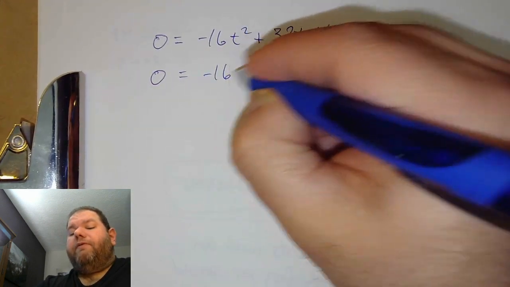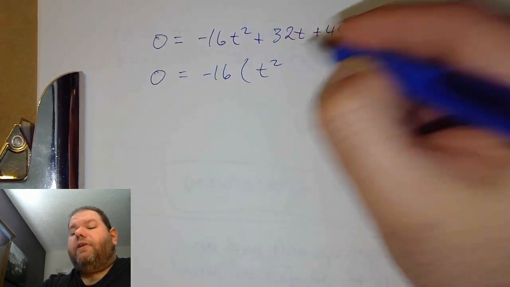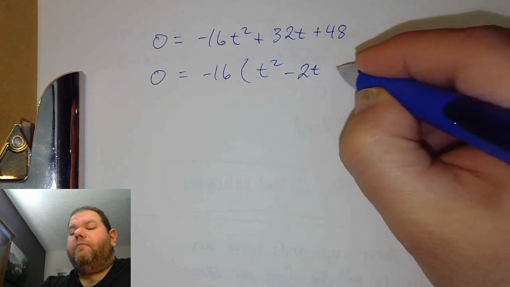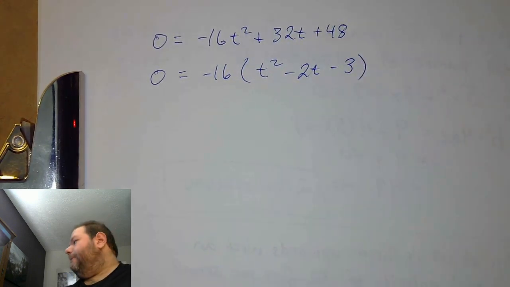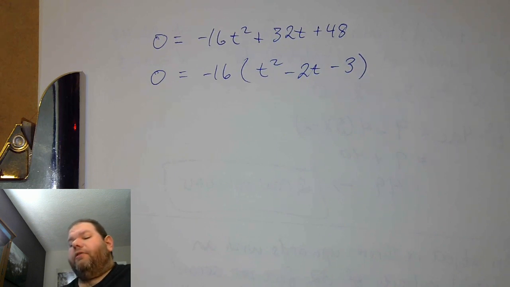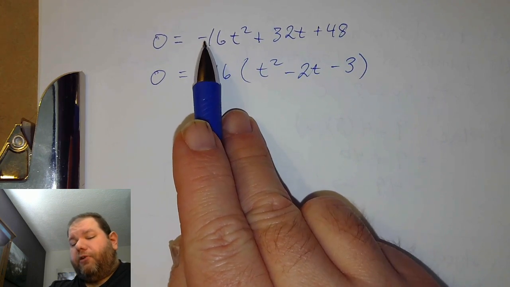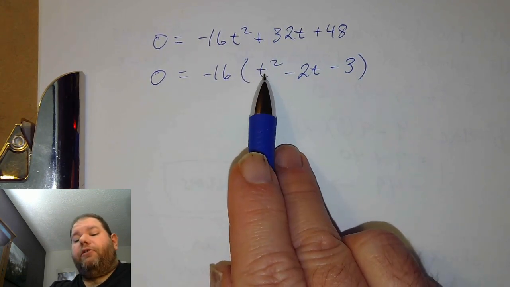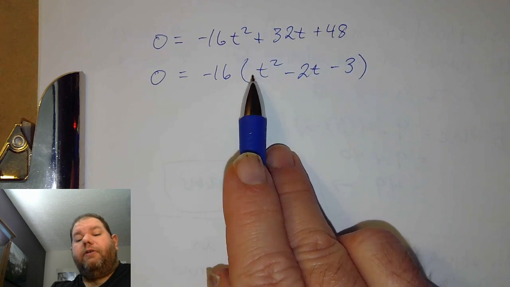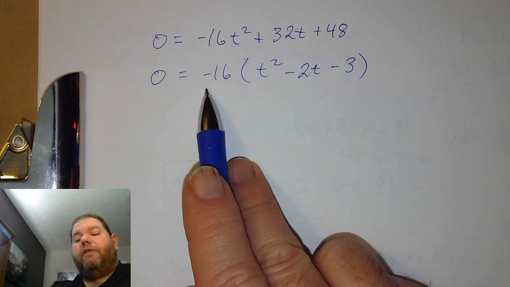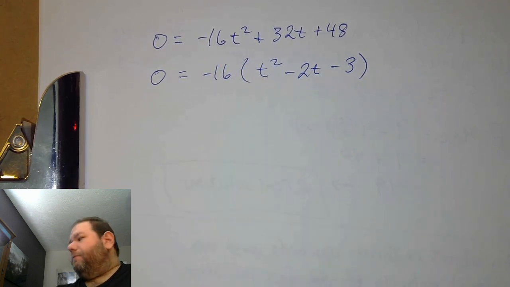I would recommend that we factor out a negative 16 in this case. I picked these numbers in particular because they all have 16 in common. The reason I would want to take out a negative 16 in particular is so that the t squared term comes out to be positive. So by taking out that negative, that leaves this as a positive number.